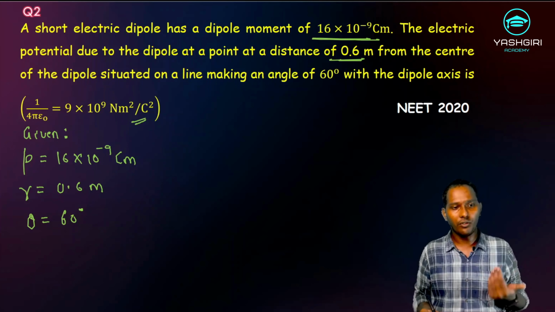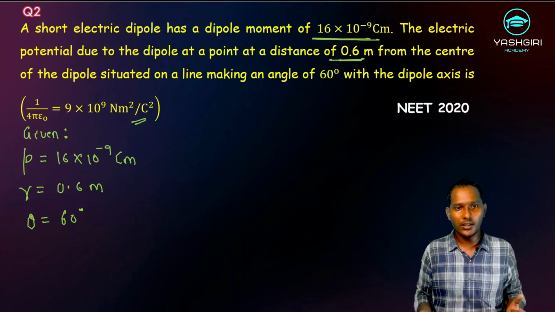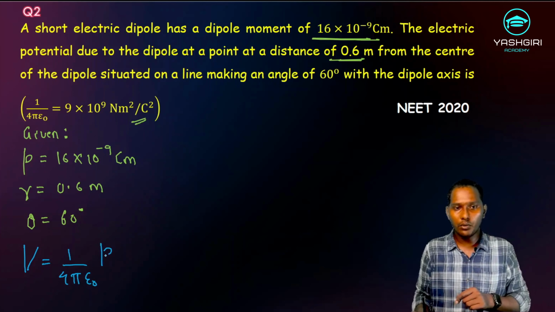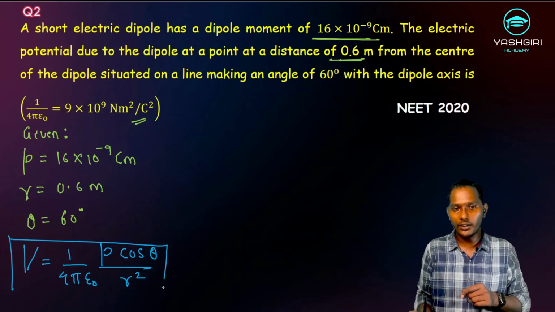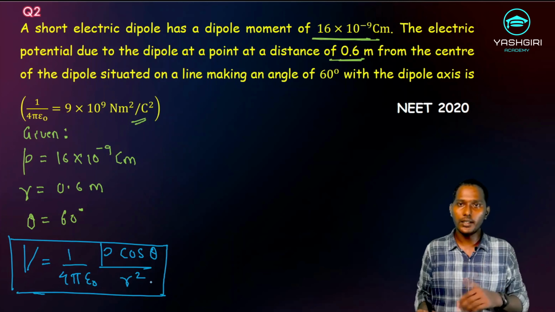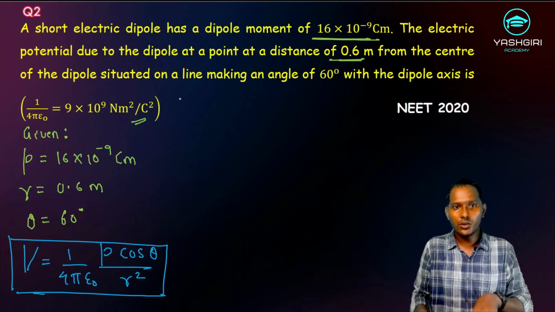Now to solve this, students, we're going to use the formula. Let me write down the formula here. The potential is going to be 1 over 4 pi epsilon naught, the electric dipole moment, p cos theta, divided by r square. So this is the formula that we are going to use. Let us quickly start solving this.